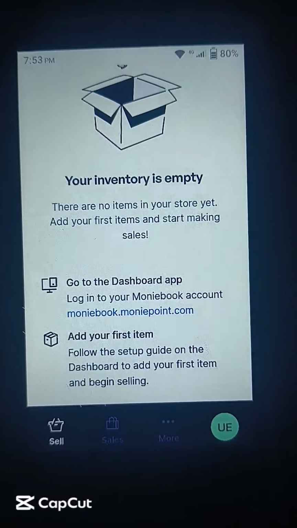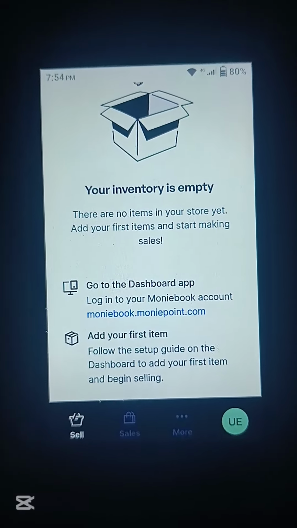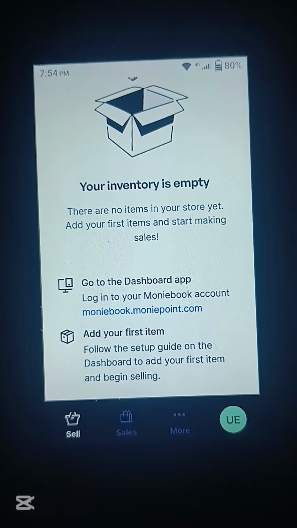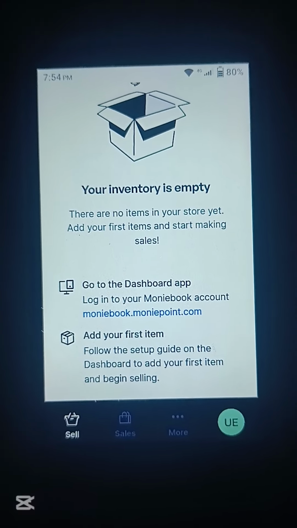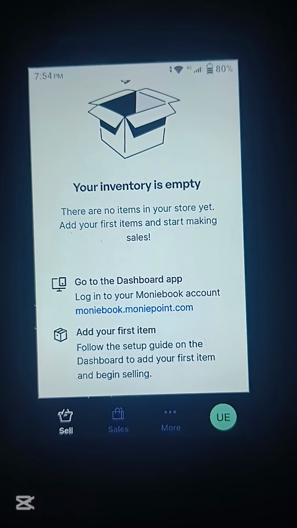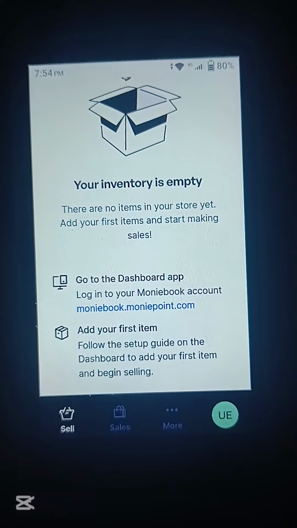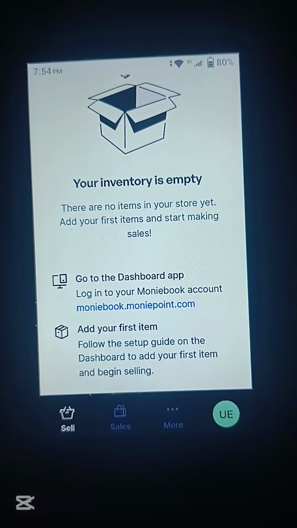So hello guys, let's sell a Moneybook item to a filling station and also a gas station. Please follow this video so that you will not miss out. There are key important points that you must keep in mind when creating an item for a filling station or a gas station. So let's start.